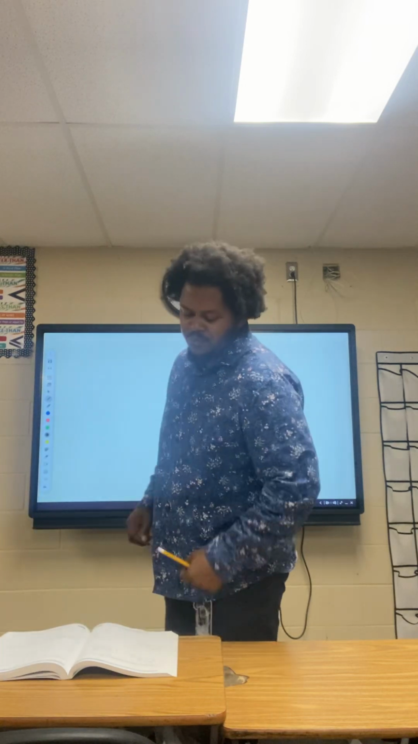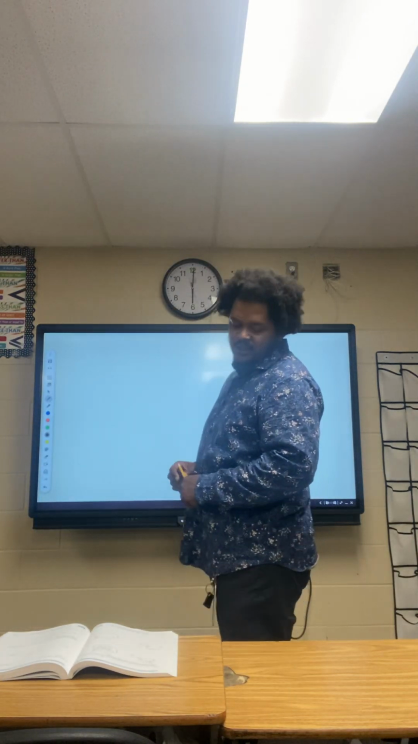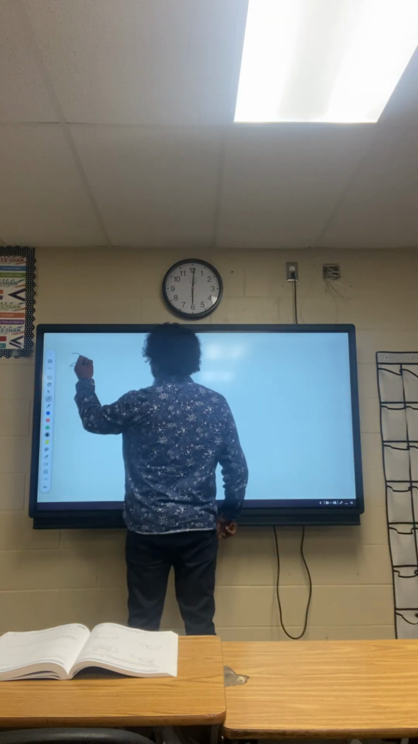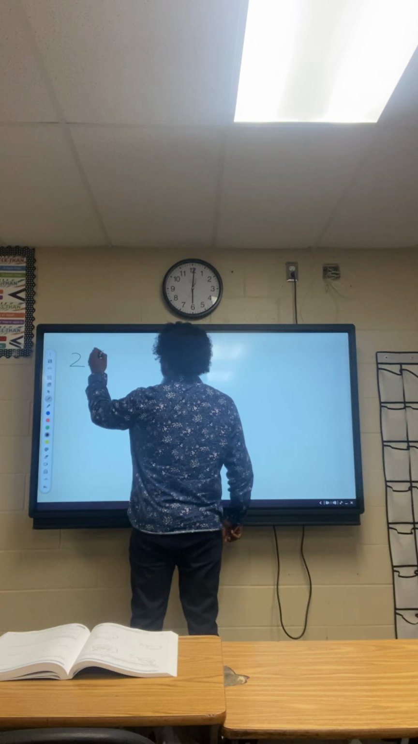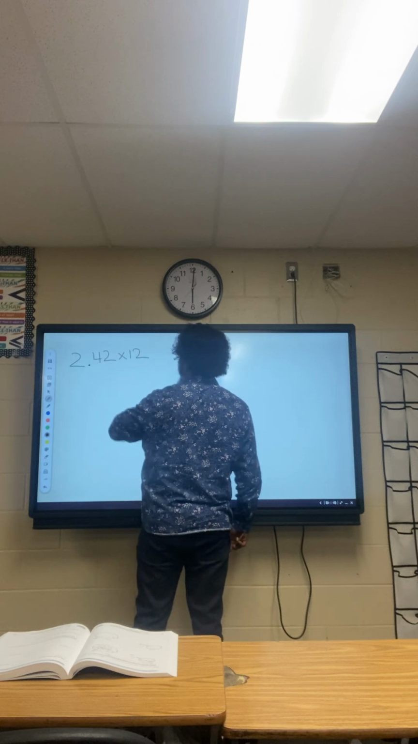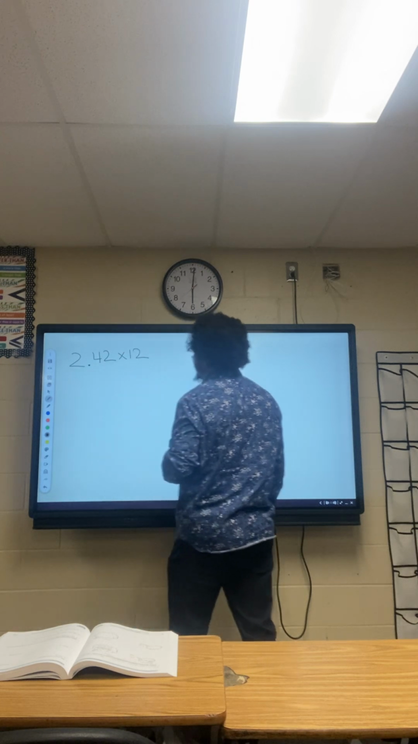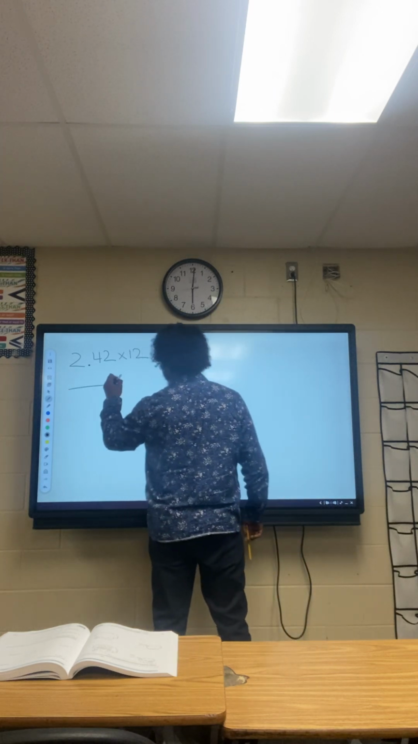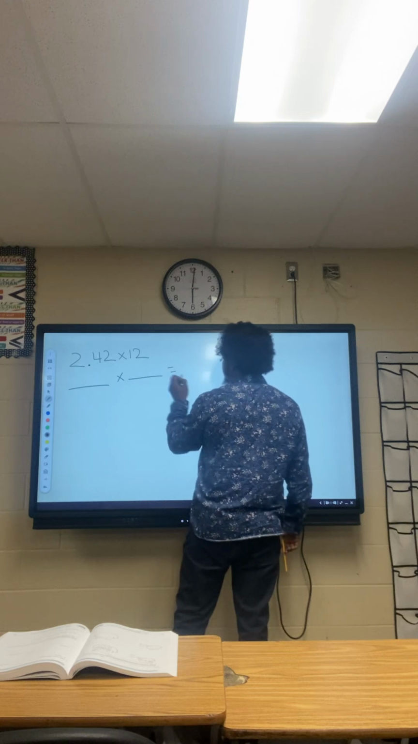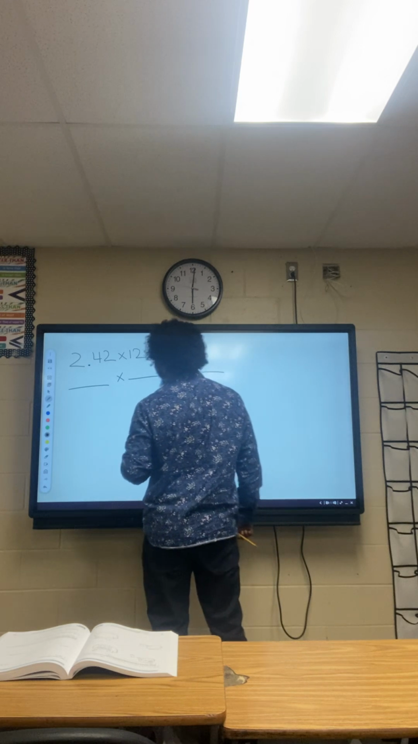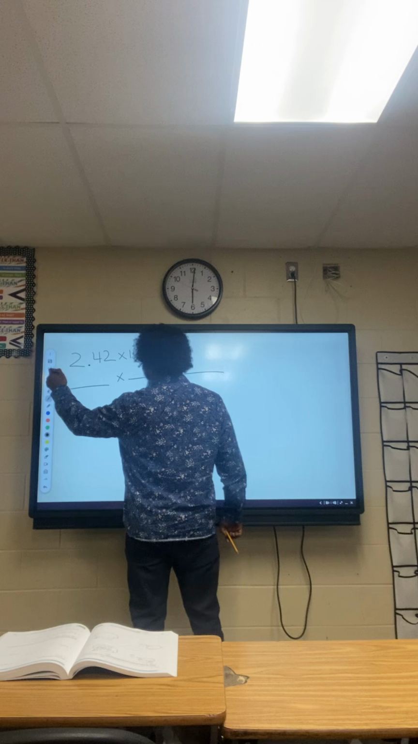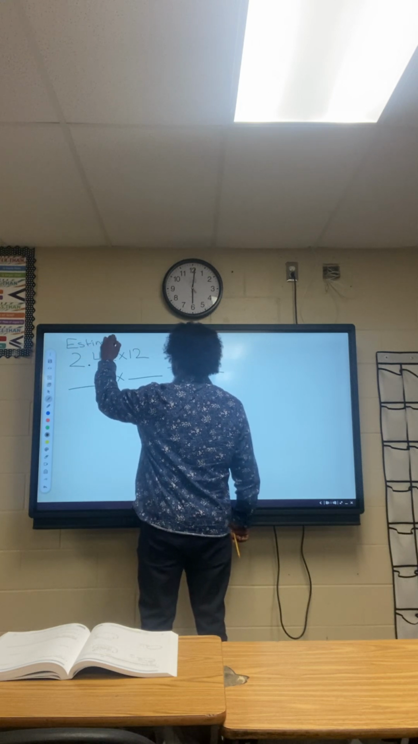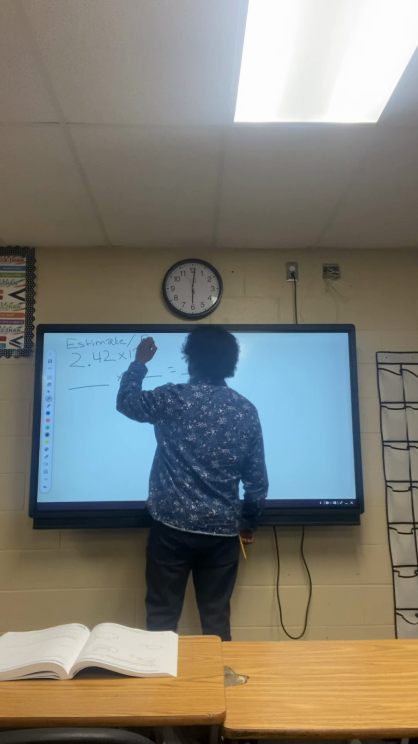Okay, so number 1, they wrote it vertically. It says 2.42 times 12. So I'll put that here. All right. They wrote that down and they want an answer. Actually, no, they want us to estimate first. So we got to estimate these two numbers, and then we can find the product. Another word for estimate is rounding or round.